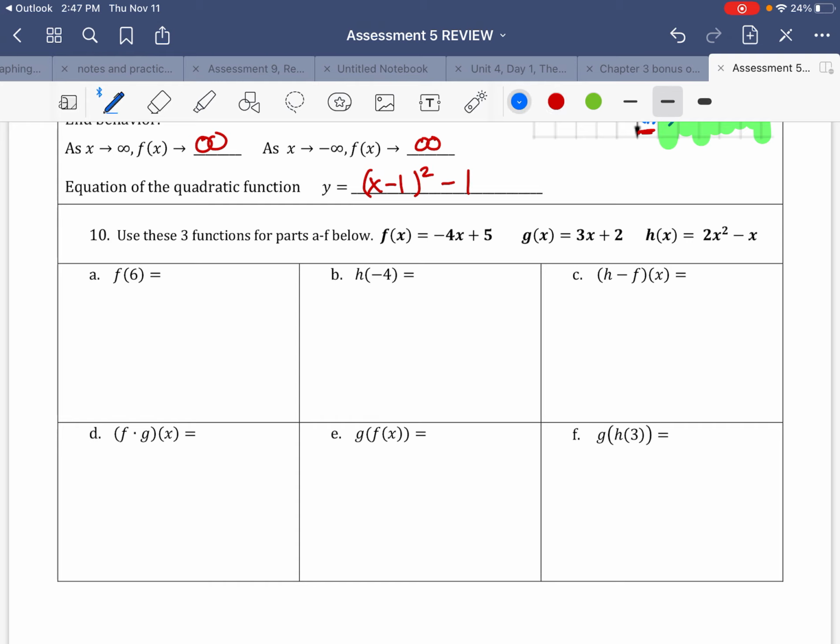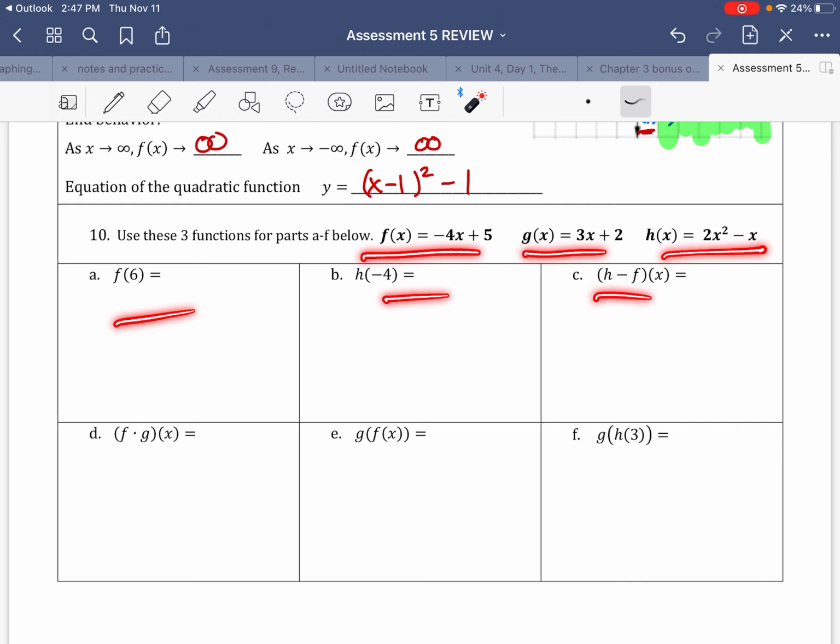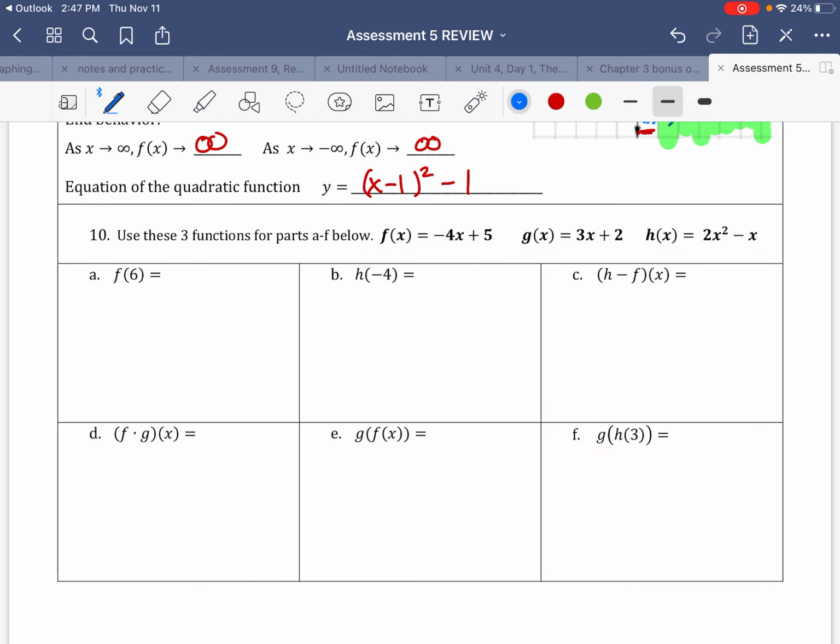All right, some function practice here. So for functions, we have all these different operations. So here's my 3 functions, here, here, and here, and then this is just going to tell me to do stuff with them, all these different things. Okie doke, so f of 6. So I'm going to get this guy, and I'm going to plug in 6. So -4 times 6 plus 5. So that'd be -24 plus 5, so -19.